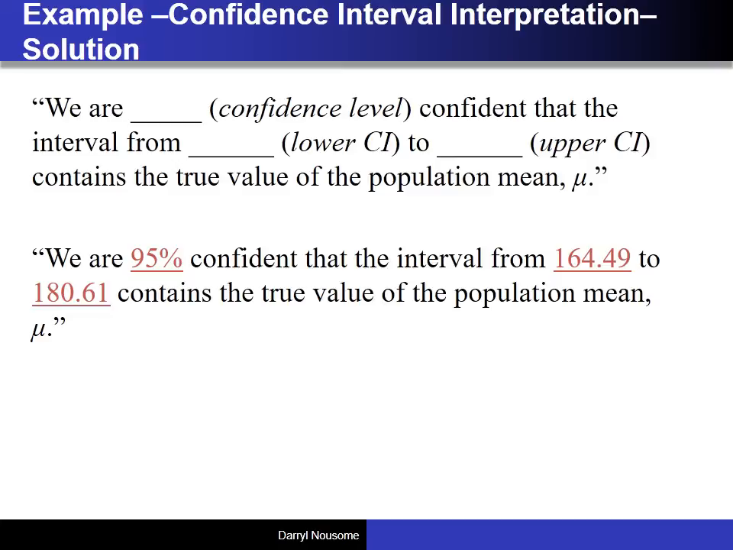Be sure to use the same formula for filling out the answer as what I've given you before, but now we're using it in terms of the population mean. So we are blank confident that the interval from the lower confidence limit to the upper confidence limit contains the true value of the population mean, or mu. Given our answers from before, we would say that we are 95% confident that the interval from 164.49 to 180.61 contains the true value of the population mean. Remember, our sample mean or point estimate falls right in the middle of those two values.